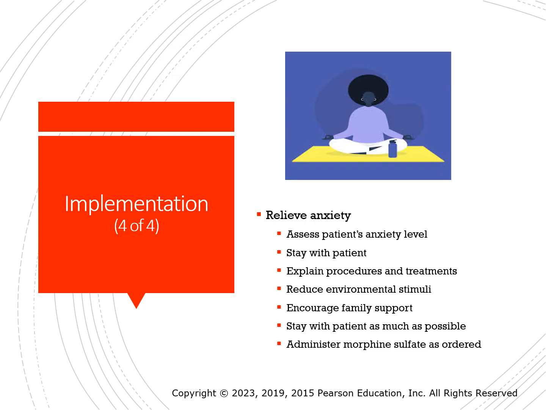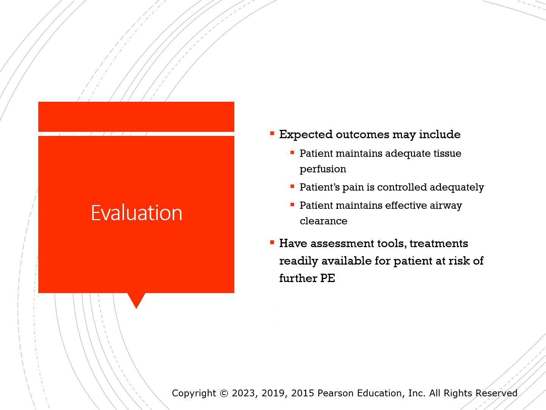Of course, we want to help relieve their anxiety and try to keep them calm. Talk to them in short, simple sentences, try to distract them with conversation. Have a calm demeanor, don't get really hyper, stay calm with the patient. And then, of course, our evaluation: we want to have them return to normal and effective airway clearance, effective tissue perfusion. The nurse should provide continuous assessment and evaluation of the patient with a PE.